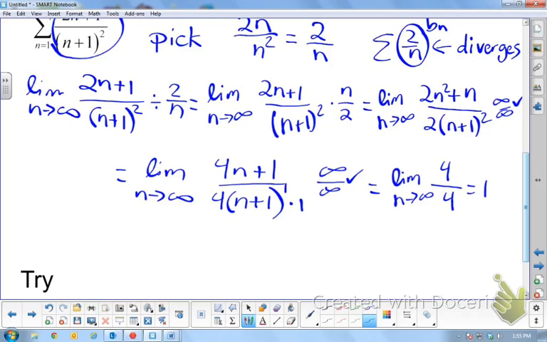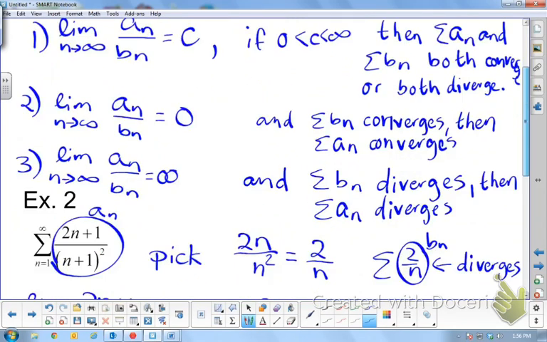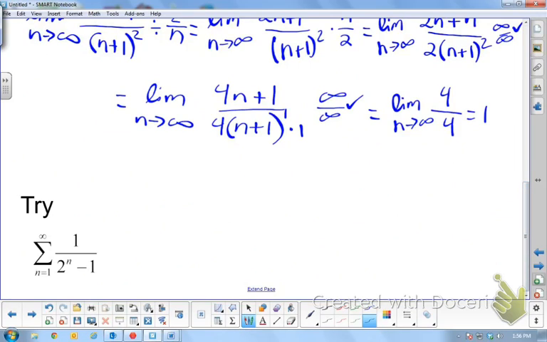So what case does this fall under? Case 1, they act the same because we equaled a constant. They act the same. So we did have to check that the function we picked either converges or diverges, which we checked originally by recognizing, hey, this is a harmonic series. So, since the function we picked diverges, so does the original. We diverge.